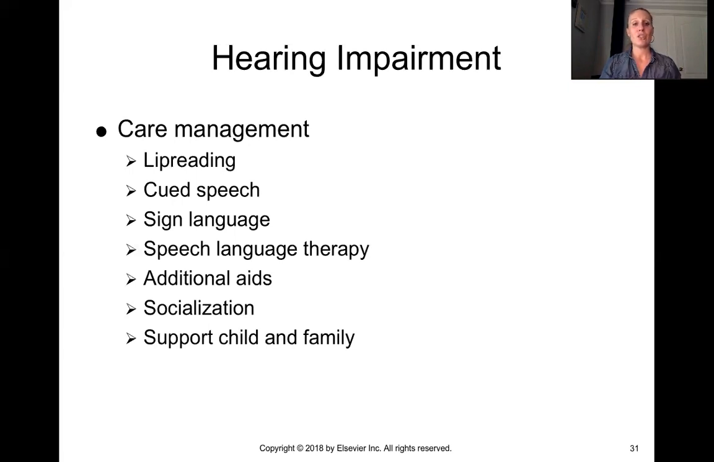Speech language therapy, we really want the parents involved in this. So that's going to be an important role of the nurse, to encourage the parent involvement, because obviously we want the parents to be able to communicate with their child, whatever it is. Closed captioning, special phones that type it out as opposed to speaking on the phone.